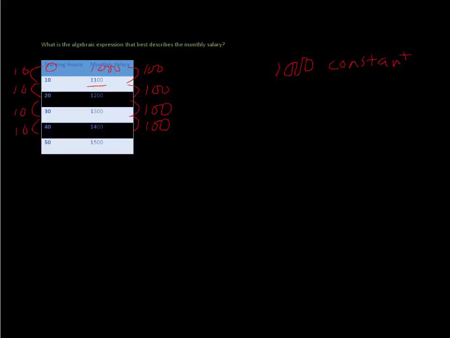All right, so we figured that out. And now under the training hours, we know as the training hours go up, the salary increases. So the training hours are going up by 10, and the monthly salary goes up by 100. If we take 100 and divide that by 10, that gives us 10. So for every training hour, we increase our salary by $10. All right, so it's $10 per hour.